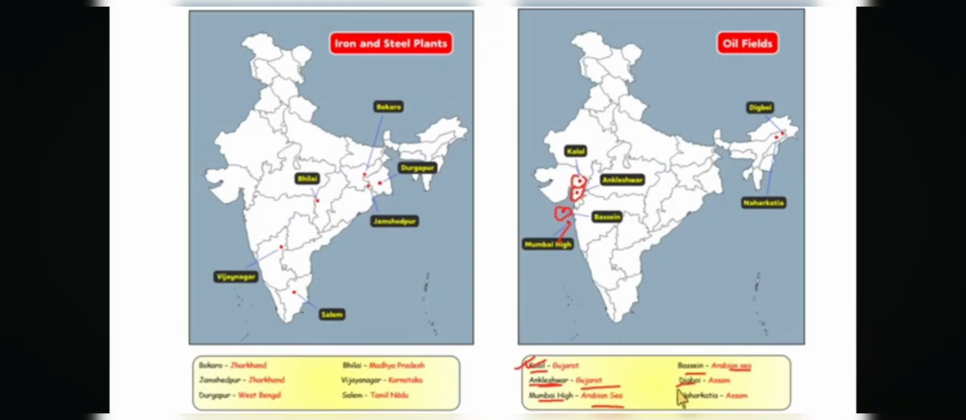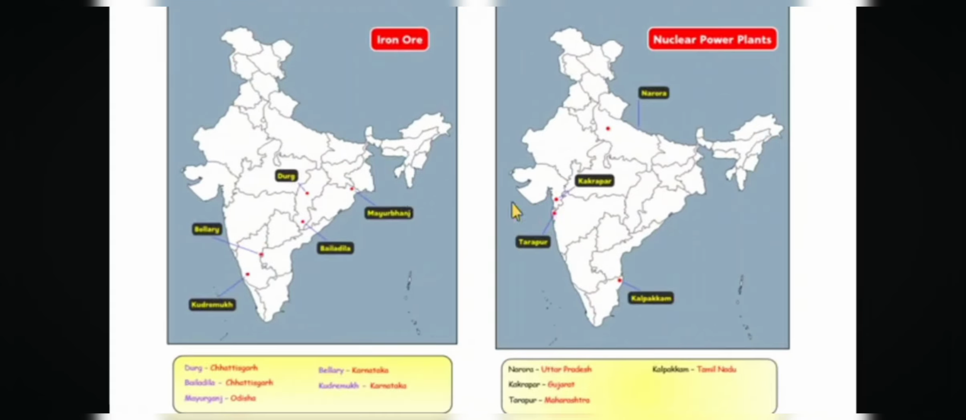After this is Digboi. This is an important one, which is in Assam. Digboi is in Assam. It will be here. Right here. Okay. And one is Naharkatia, which is in Assam. Naharkatia is also in Assam here. So Digboi, Naharkatia, Kalol, Ankleshwar, these 4 are important here. Questions come from here in the exam.